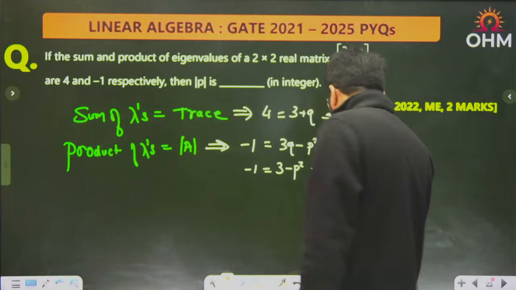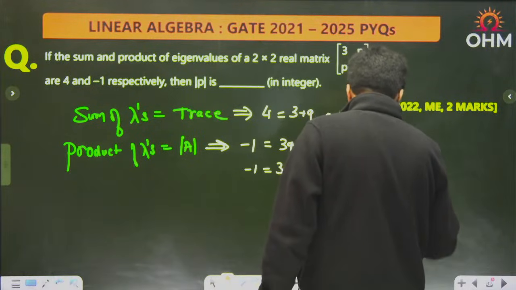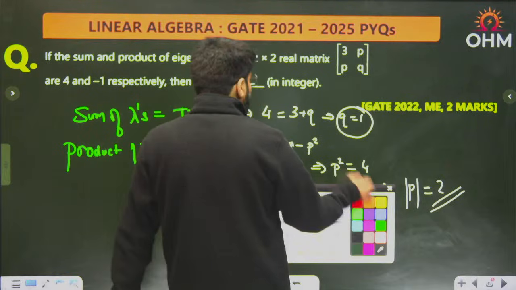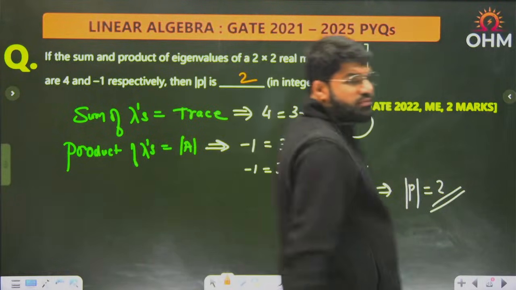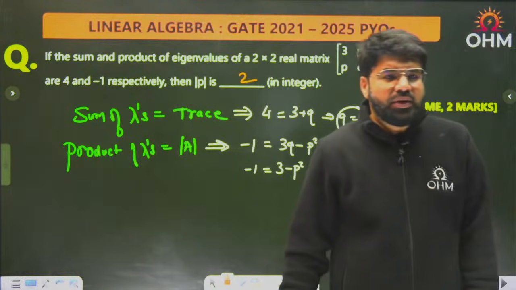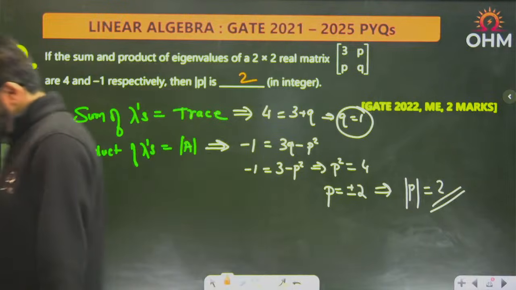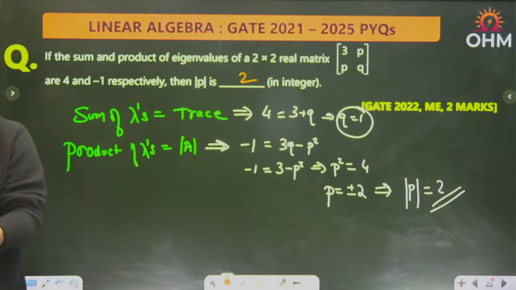So what is the determinant of p? Actually, they are asking to convert to NAT, that is why they asked for one value, the absolute value. The determinant value will be 2. Finish, 2 mark question. Yes, correct answer. The answer for the question is 2.